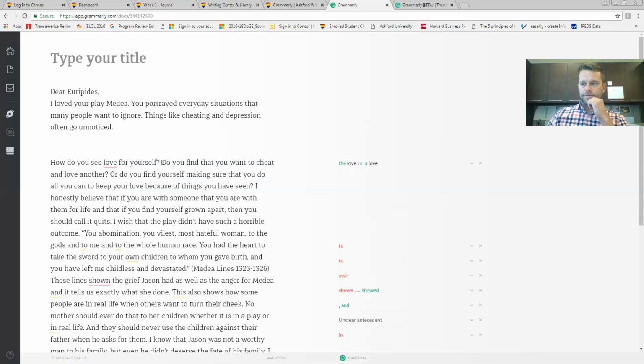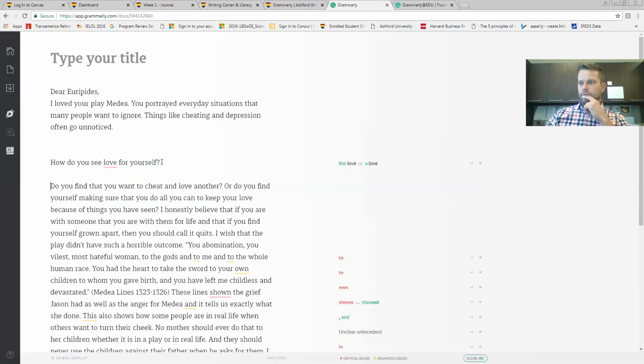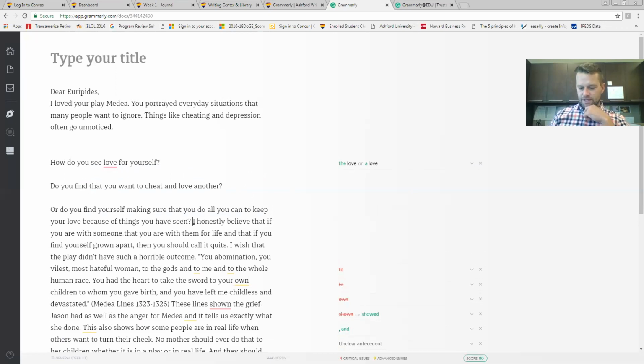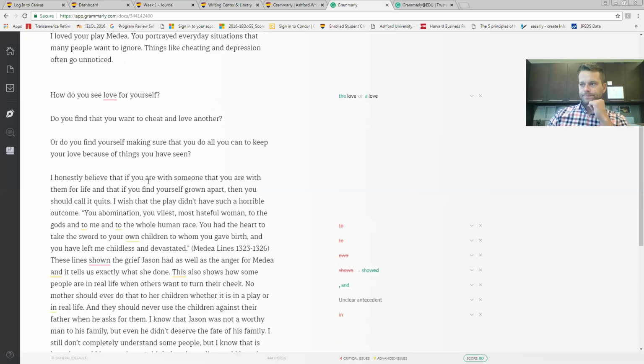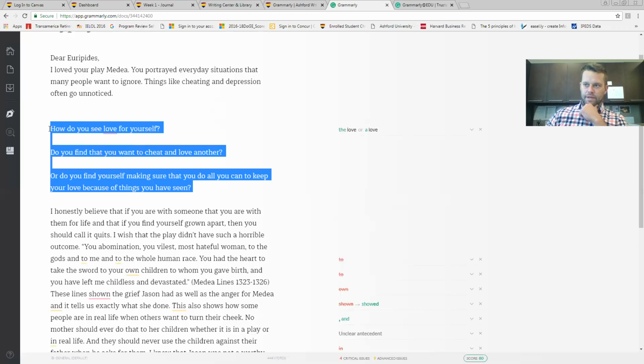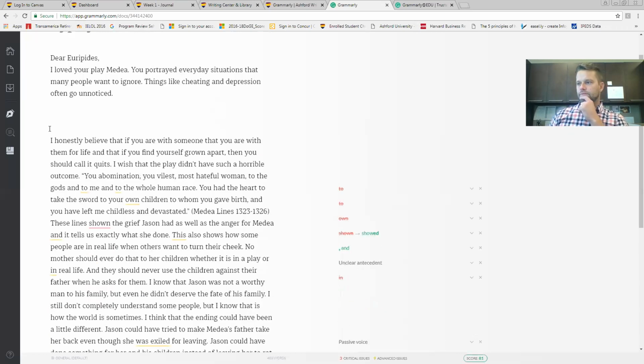How do you see love for yourself? Well, the student's supposed to be answering that in the paper. And I know you don't know the prompt, so I won't get into that too much. But you can see here, the student includes 3 rhetorical questions. Do you find that you want to cheat and love another, or do you find yourself making sure that you do all you can to keep your love because of things you have seen? Let's get rid of these. I'd have to relate back to the prompt here, and that's not the point of this video.